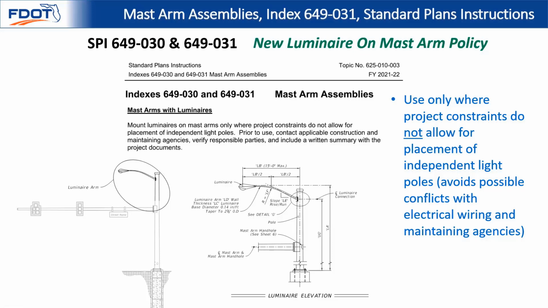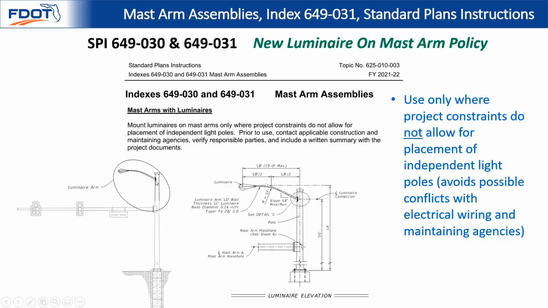And this option has been available for engineers for several years, but now we've seen the need to develop a policy for its usage. And so we did speak with our district lighting experts to better understand when they would want to use a light like this and some of the pros and cons for usage. And so the idea that was agreed upon was that this should basically be a secondary option. And so the idea is to use only where project constraints do not allow for placement of independent light poles. And then this basically avoids possible conflicts with electrical wiring and maintaining agencies.